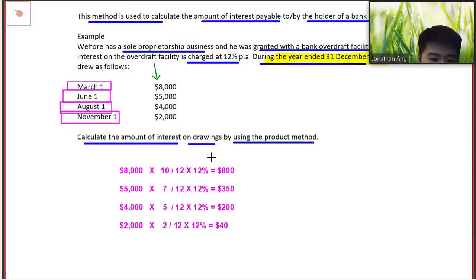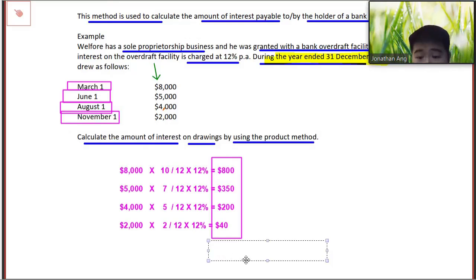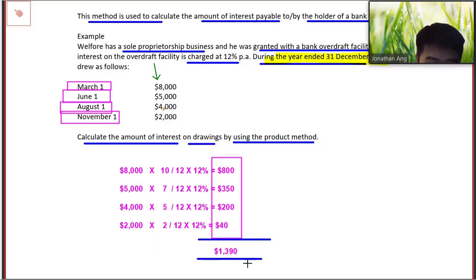So finally, you total them up, right? If they want you to total them up, maybe the total amount of interest that you have used for each of these 4 different products, you get 1390. That's the total. Just simply add them all up. That's your answer. Now, this is the end of your chapter number 1.